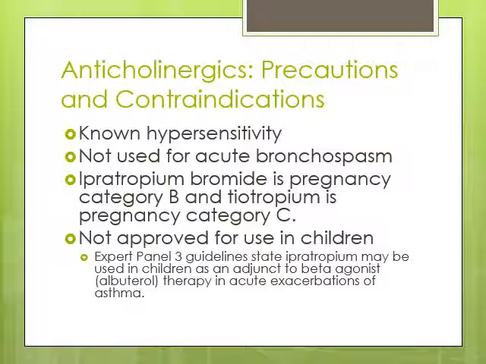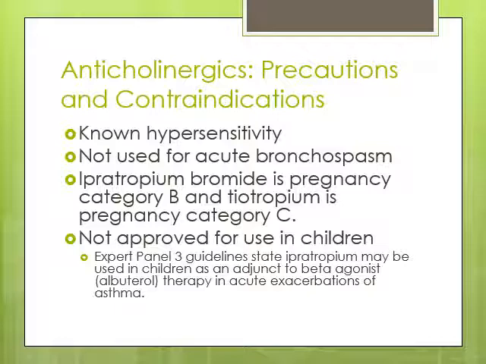Now, the inhaled anticholinergic should not be used for the treatment of acute bronchial spasm. The exception is if ipratropium is combined with albuterol in an emergency room treatment of acute bronchial spasm. Now, inhaled anticholinergics, even though poorly absorbed systemically, should be avoided for patients with urinary retention, bladder neck obstruction, or prostatic hypertrophy because of their anticholinergic effects. Ipratropium bromide is pregnancy category B, and tiotropium is pregnancy category C.